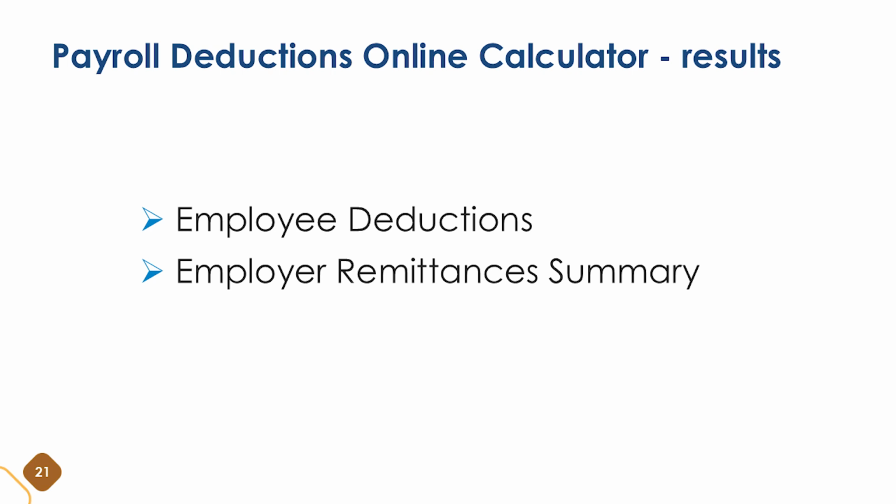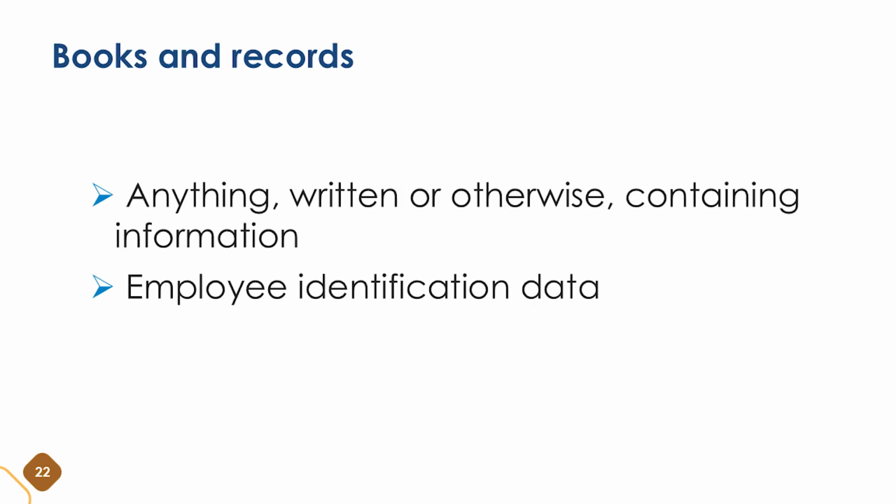The employer remittance summary provides the combined CPP/QPP contributions, CPP2/QPP2, EI premiums, and federal and provincial/territorial tax deductions for remittance.